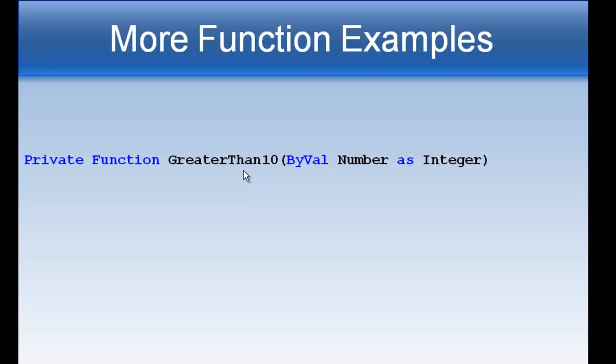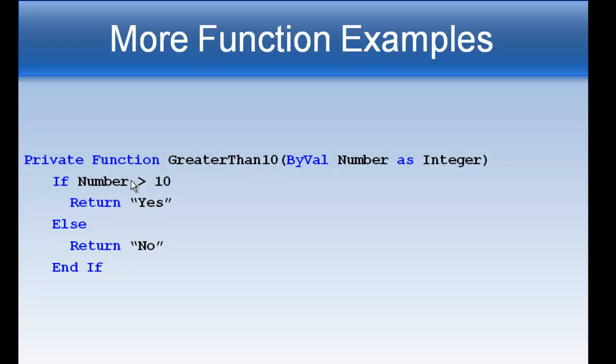It can be more complicated though, and this is where it gets interesting. You can say, all right, private function, this is a function that determines whether something is greater than 10 or not. So you say private function greater than 10, and this takes a number as an integer as its argument. And it says, if the number is greater than 10, so it took number as an argument, and now it's testing inside the function whether it's greater than 10, then we return yes. If it's not greater than 10, then we return no. And that's our whole function.